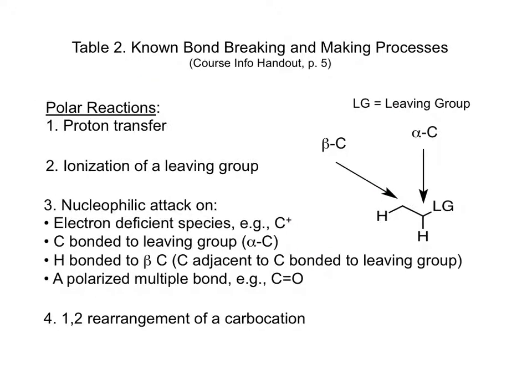It is very easy for a beginning organic chemistry student to show arrows going all over the place. What you want to realize is there's only a few bond breaking and making processes in organic chemistry. Those processes are described here. Identifying structural features helps. For example, alpha carbon, beta carbon, and leaving group.